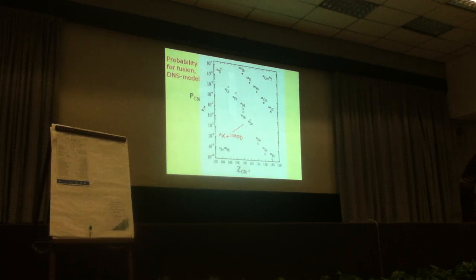plus some rest nucleus. This dropping of these probabilities is easily understood. In this direction, if you take the lead target, the system gets more symmetric, and therefore the inner barrier for fusion gets always larger and larger, and so the probability goes down.